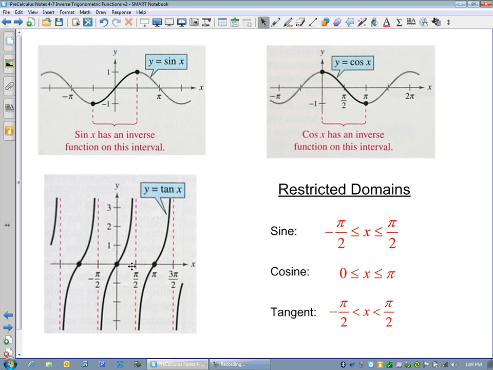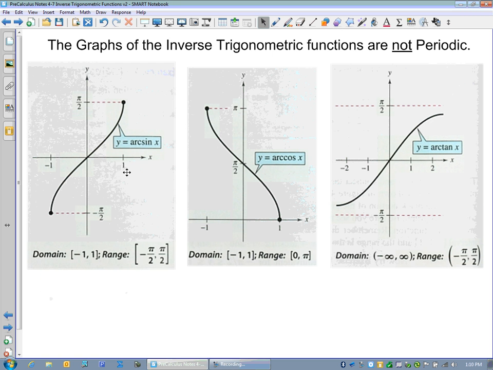The tangent of pi over 2 is undefined. It would not be on the graph, so therefore we cannot include it as an endpoint. But as long as we restrict our functions to these domains, then we can create inverse functions. And let's take a look at those. This is the inverse function of sine, the inverse function of cosine, the inverse function of tangent, or we like to say arc sine, arc cosine, arc tangent.